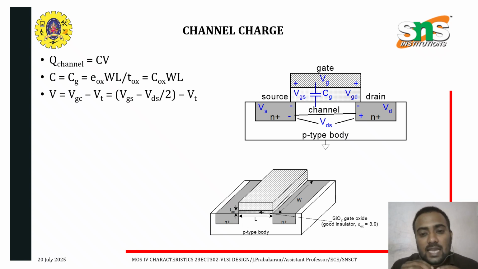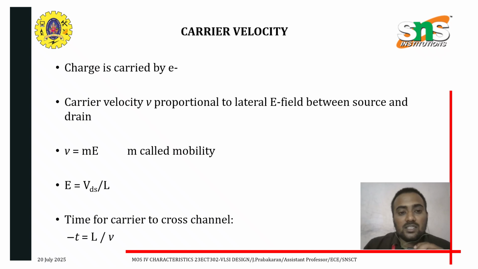Next is channel charge. You know, it is nothing but the capacitance into voltage, which means here channel charge is represented by Q channel and equal to C into V. Also, C is nothing but the gate capacitance, which is equal to epsilon oxide W, width of the channel, and length of the channel divided by T oxide, thickness of the oxide layer, which is equal to COX into W into L. Also, V equal to potential difference, which is VGC minus VT equal to VGS minus VDS divided by 2 minus VT. This is the channel charge equation.